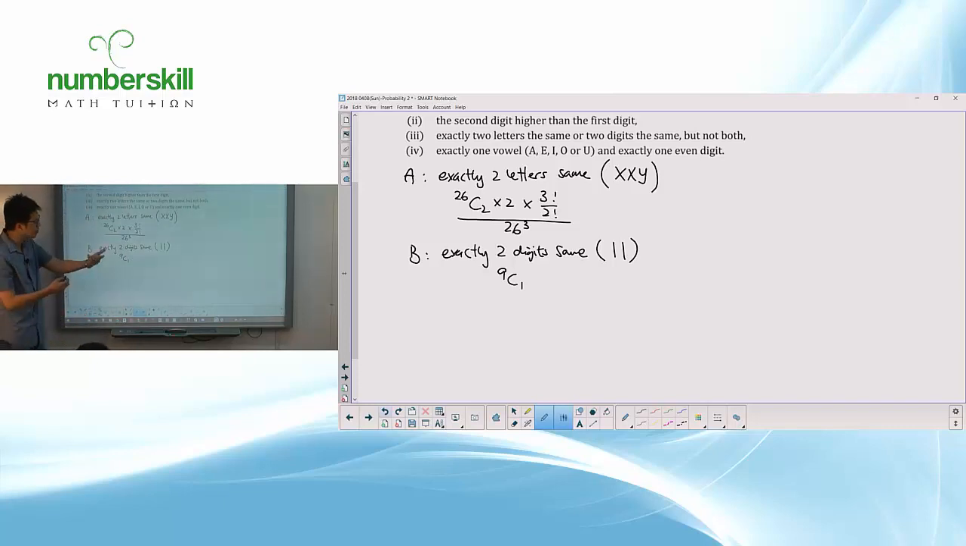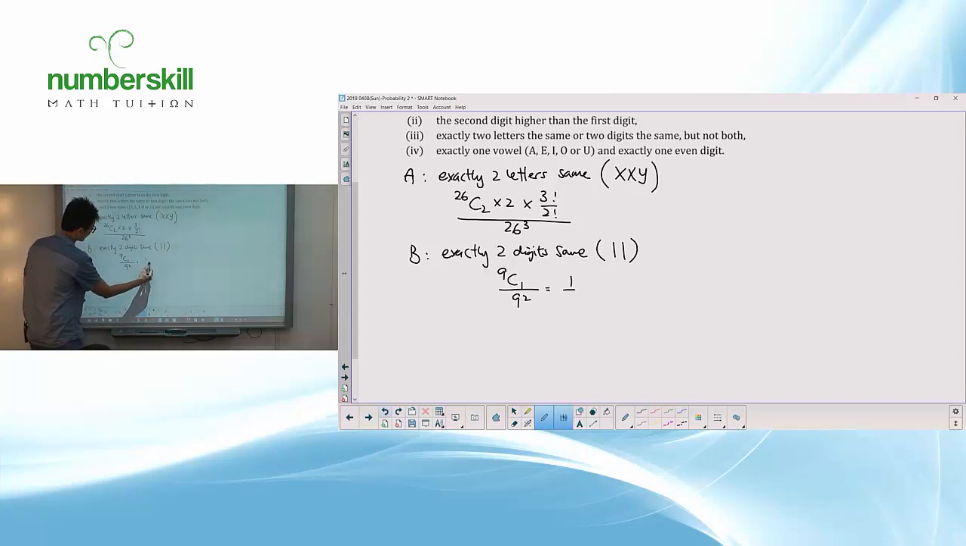Right? Only 9 possibilities, right? Choose 1, divide by 9 squared. Well, it's essentially just 1/9, really. Okay, so that's the probability of event B happening.